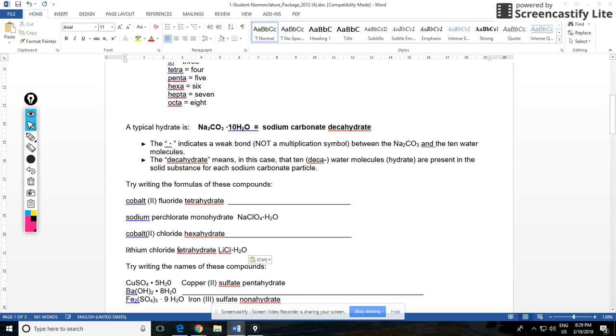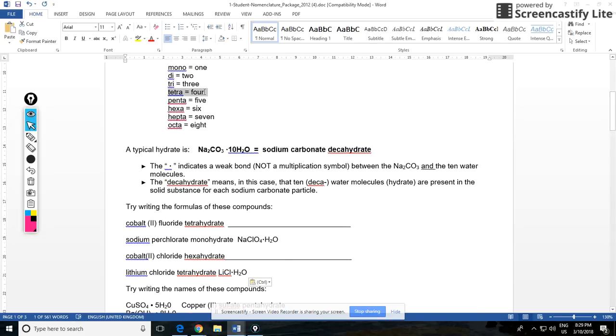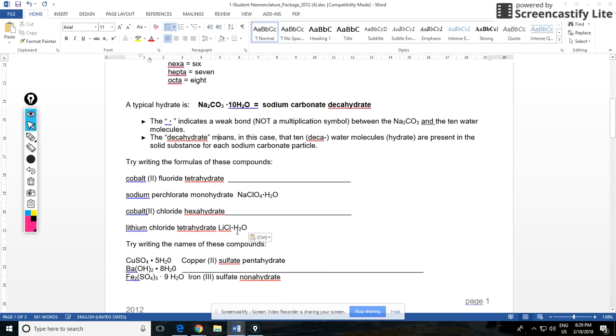But you have to look carefully at how many waters you have. We have tetra. So tetra means 4. So we have lithium chloride tetrahydrate. So there's 4 waters connected to the lithium chloride crystals. And that's indicated by the prefix tetra over here. So again, we are using the Greek prefix in this case, but really just to represent how many water molecules are connected to the ionic compound itself.